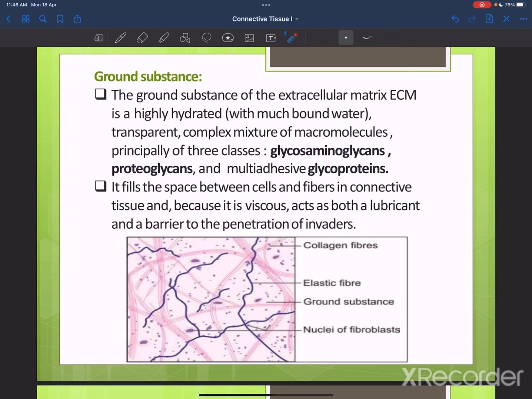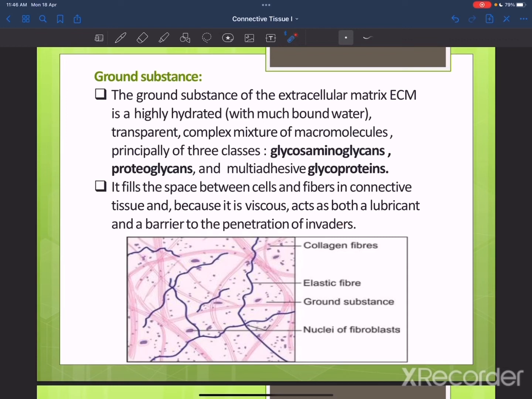A mixture of different types of proteins and sugar moiety. It fills the spaces between the cells and fibers in the connective tissue, and this viscous material acts both as a lubricant and a barrier to the penetration of invaders.